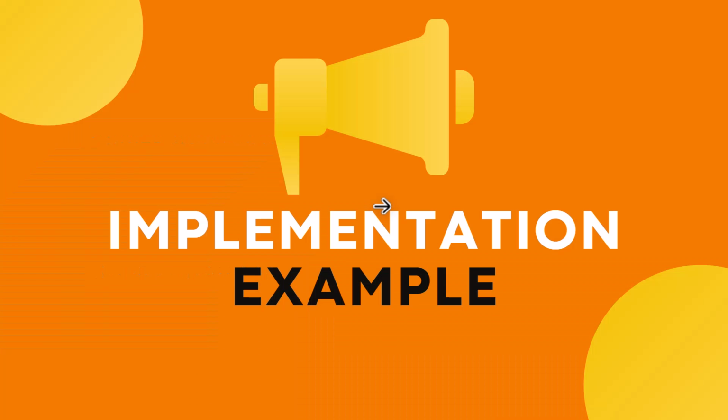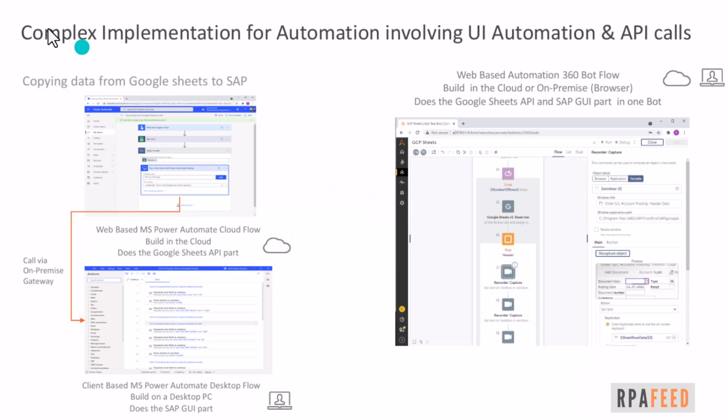Now coming to an implementation example. For example, the flow that you see on the screen is divided into two halves. The left-hand side is the Power Automate solution and the right-hand side is the Automation 360 solution, the A360 solution. This automation involves UI automation and API calls.